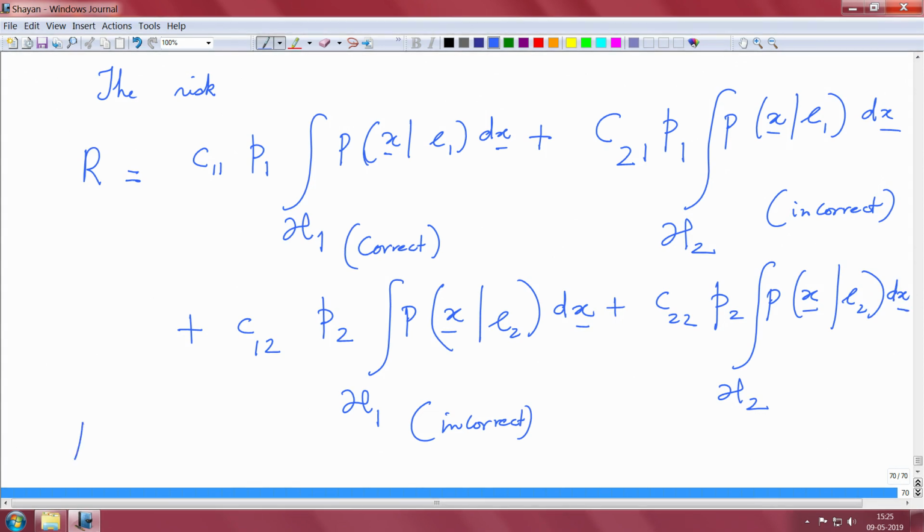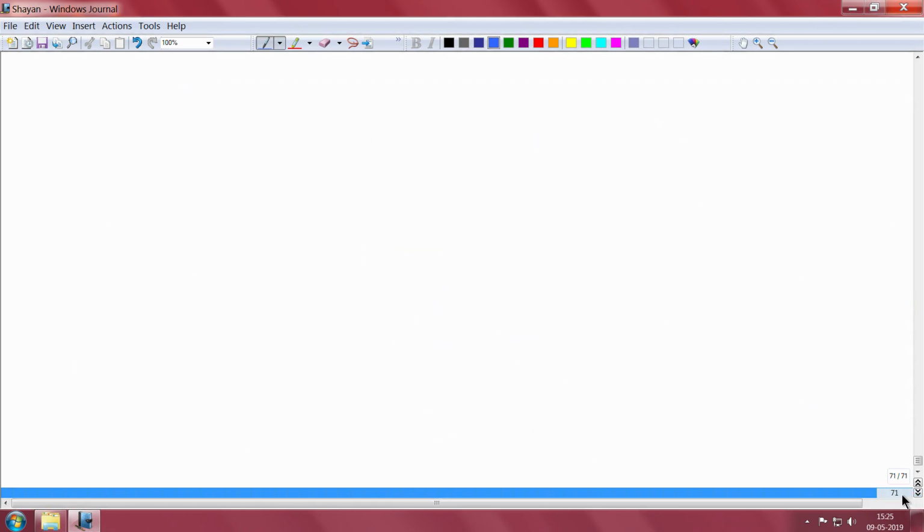Now, any vector or any data point belongs to either the space H1 or the space H2. Okay, any data point belongs to either H1 or H2. Now, with this in mind, let us go one step further.